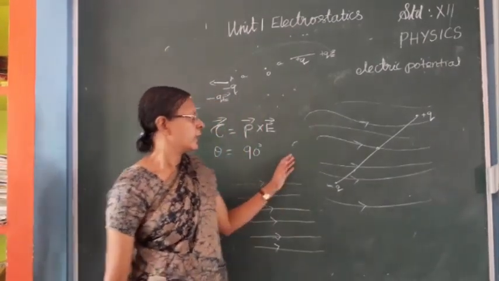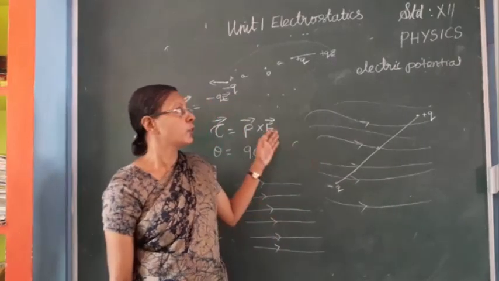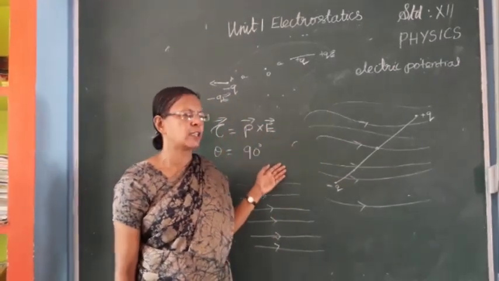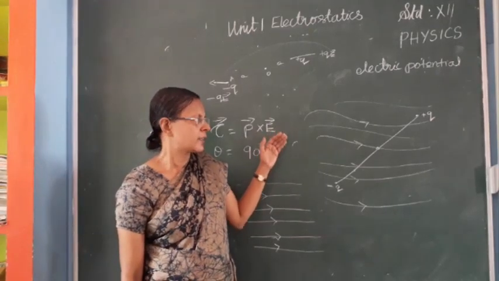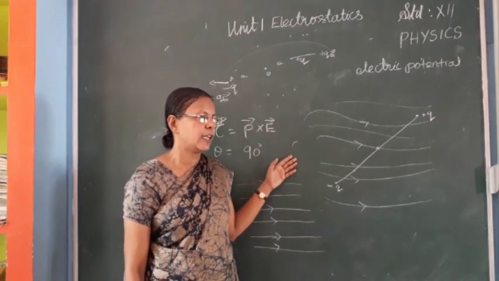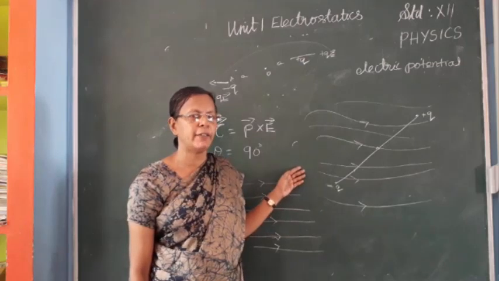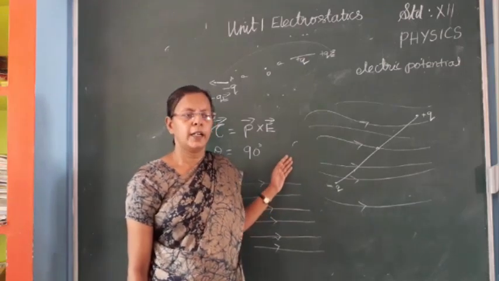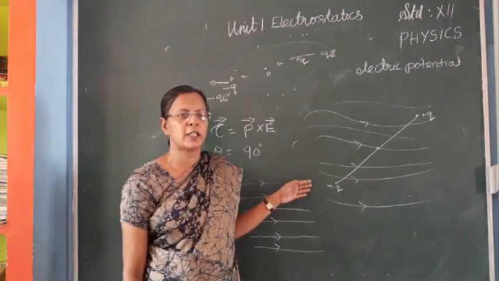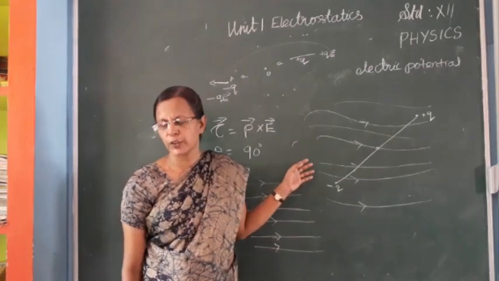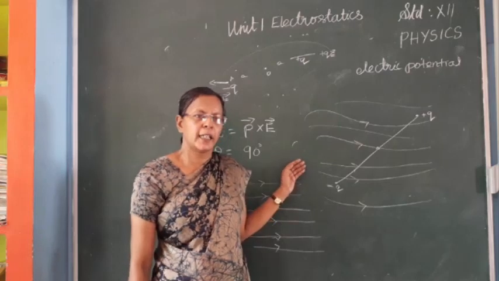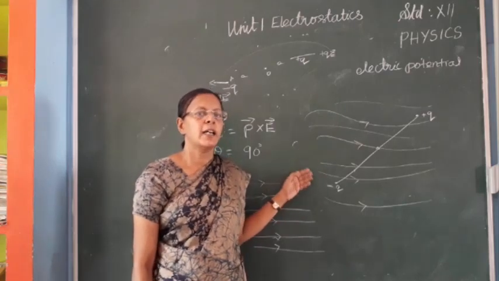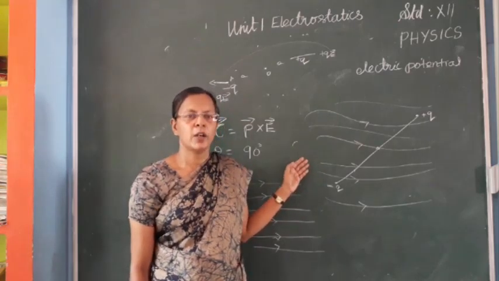So children, today we have learned about the torque acting on the electric dipole, then electric potential energy and electric potential. Learn these two derivations well. These are important questions. So write them in your notes, see them several times and learn well. Okay, thank you.